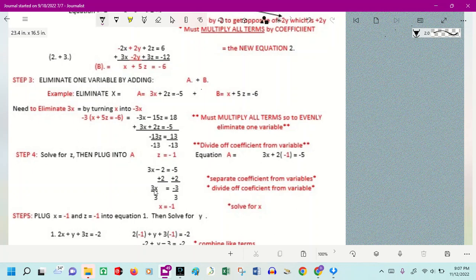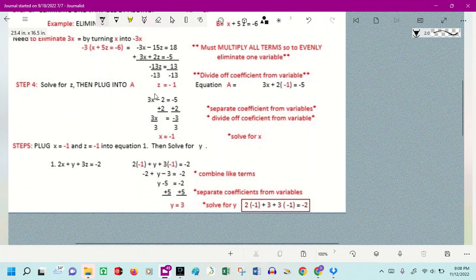Dividing it off, the 3x divided by that coefficient 3 leaves us with an x. Negative 3 divided by that coefficient 3 leaves us with a negative 1. Now we know x is negative 1. We now have z is negative 1, x is negative 1. We can now plug them both into the first equation in order to solve for y.